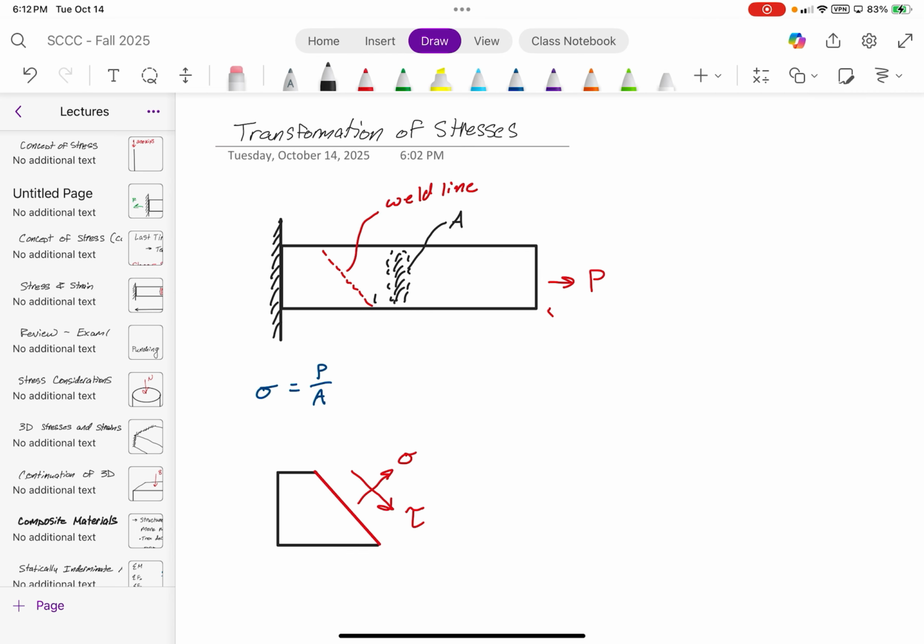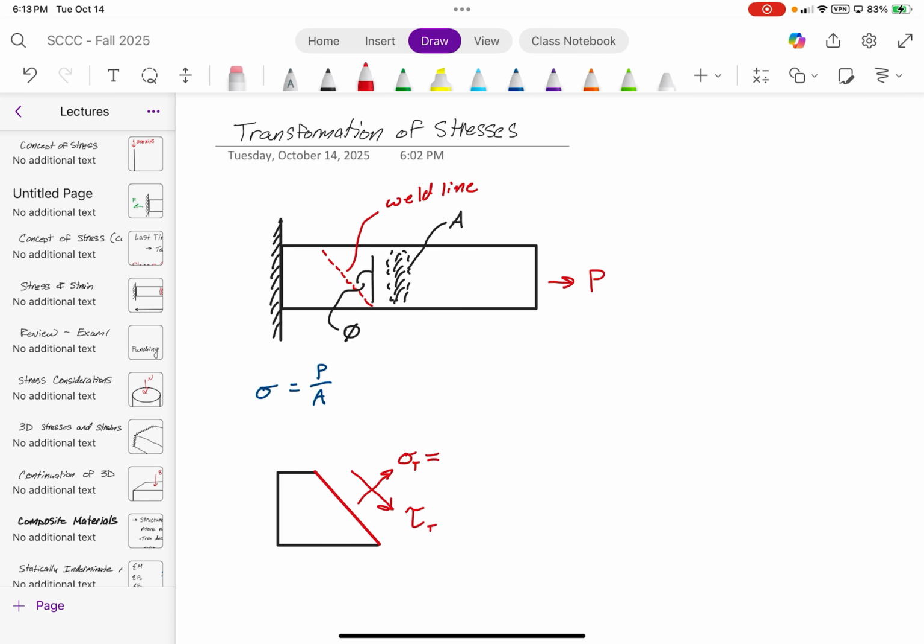Now, it's important to note that for this weld line, we need to know what this angle is, this angle being some angle theta. When we do the calculations, I'm not going to show you the full derivation behind everything, because I know you don't really care. But this normal stress, or the transformed stress, you can call this sigma t and tau t.